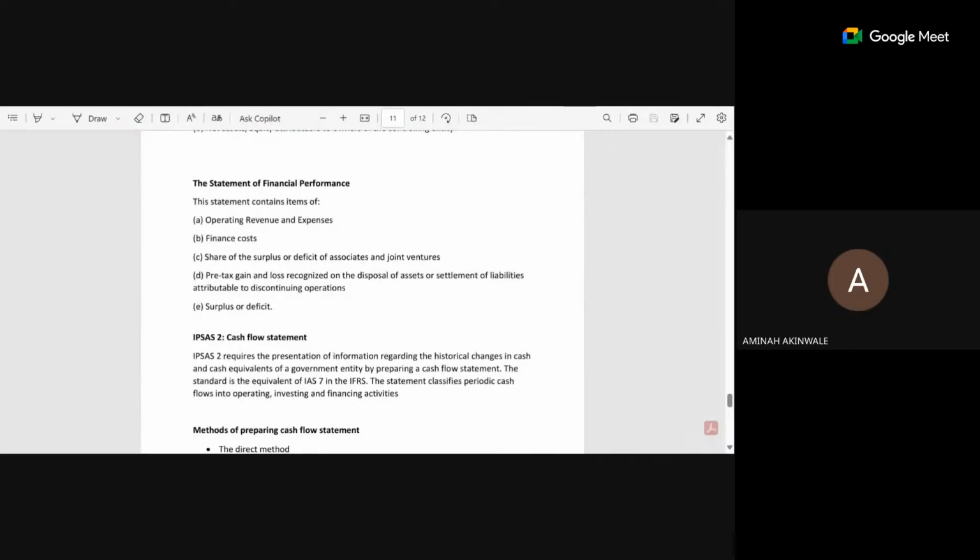We have components of financial statement. We have the cash flow statement, the statement of assets and liability, statement of consolidated revenue funds, statement of capital development funds, notes to the account, performance reports, statistical reports, and accounting policies. Okay, good.